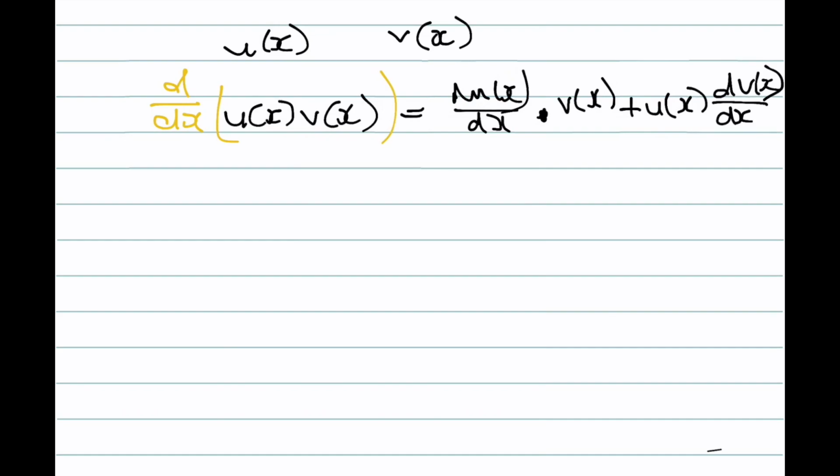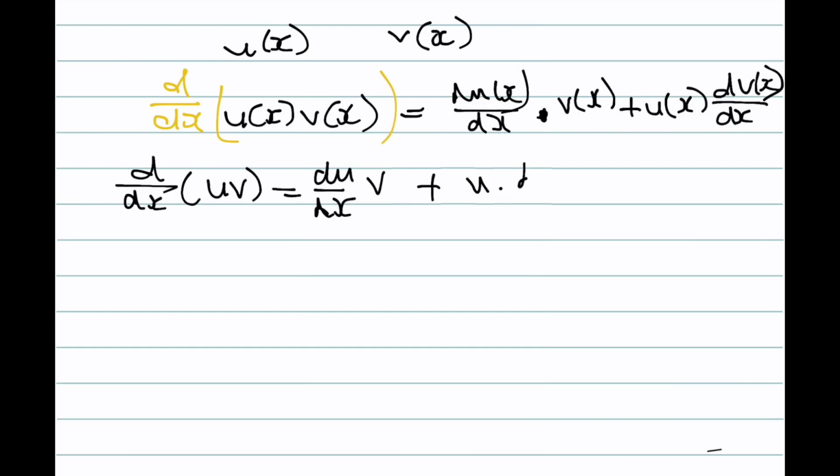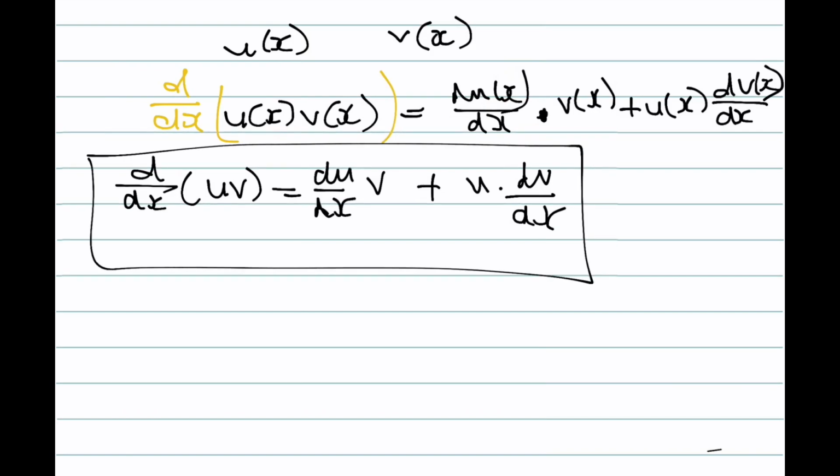And this can be shortened so that we remember it better, so d/dx of uv will be equal to du/dx times v plus u times dv/dx. And this is the product rule that we can use for the differentiation of the product of two functions.